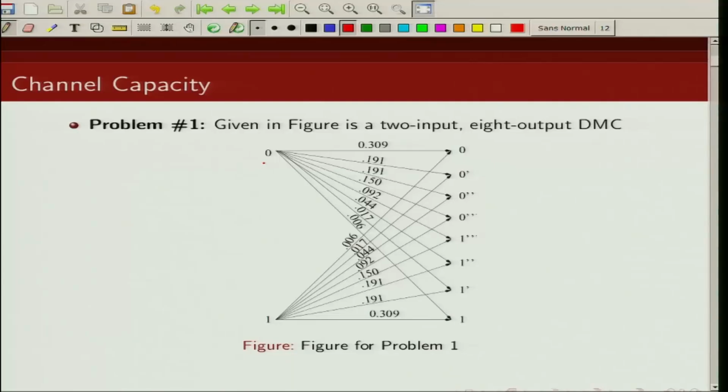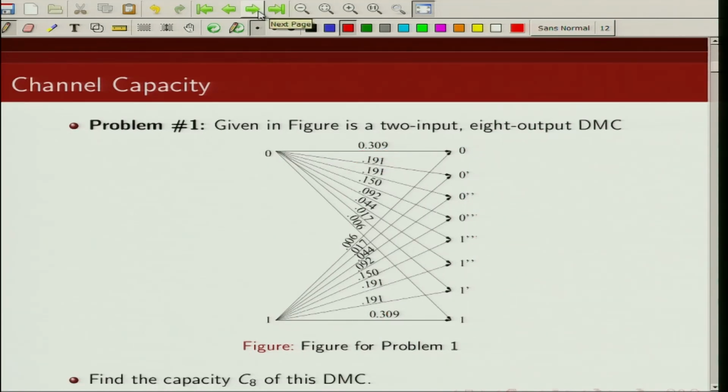You can see this channel has two inputs, 0 and 1, and 8 outputs, which are given by 0, 0', 0'', 0''', 1''', 1'', 1' and 1. So these are the 8 outputs of the channel and these are the 2 inputs to the channel. The channel transition probabilities are given here. So the probability of 0 given 0 is 0.309, the probability of 0' given 0 is 0.191, and similarly you can see the transition probabilities are given here.